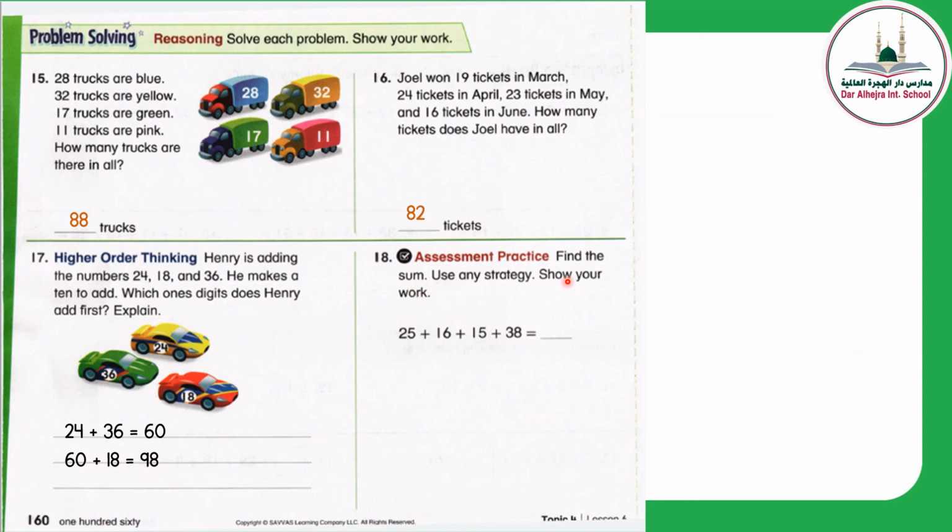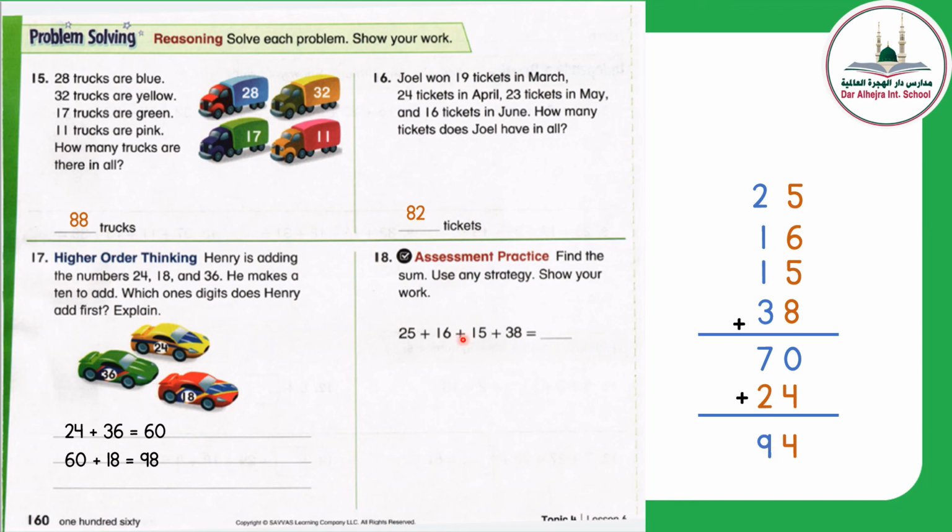Next we come to the final sum here. Find your sum, use any strategy, show your work. Again, we have 4 addends. Each of them is a 2-digit number, so it's better we add them in the partial addition method. 25, 16, 15, 38. We will add the tens first. 2 and 1 makes 3, and 4, 5, 6, 7. That means it's 70.